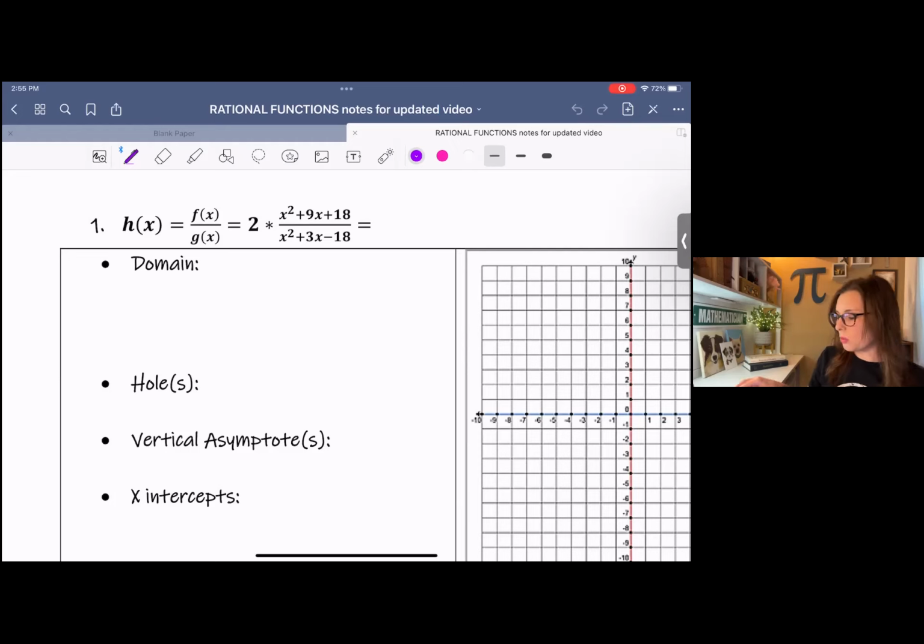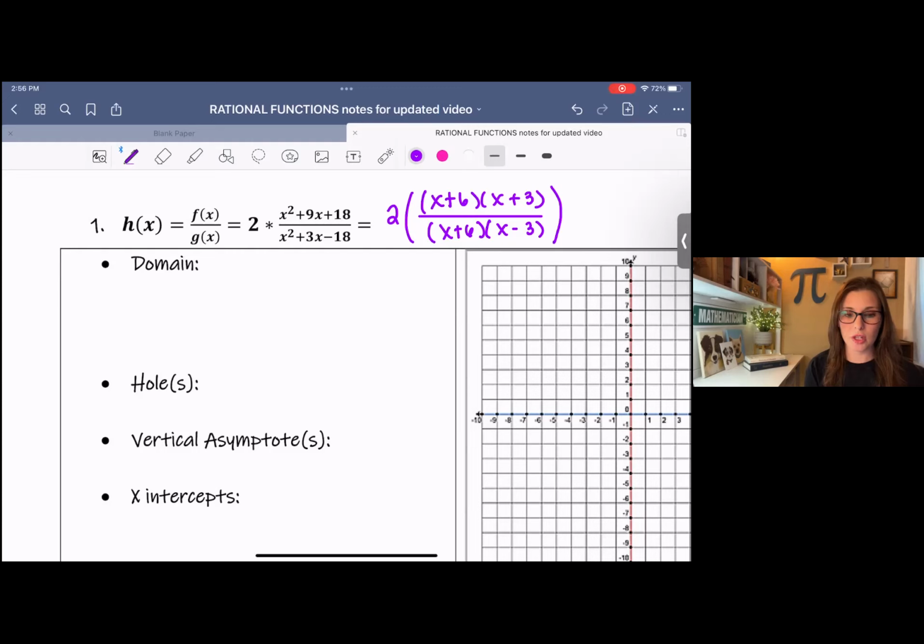The first thing you really want to do so that we can really see what's going on here is just go ahead and factor the numerator and denominator. For the sake of practice, just pause the video and factor it yourself and then come back and check it. So remember, when you're factoring, you're looking for, in the numerator, factors of 18 that add to 9, that's 6 and 3. In the denominator, you're looking for factors of negative 18 that add to positive 3. That's going to be a positive 6, negative 3.